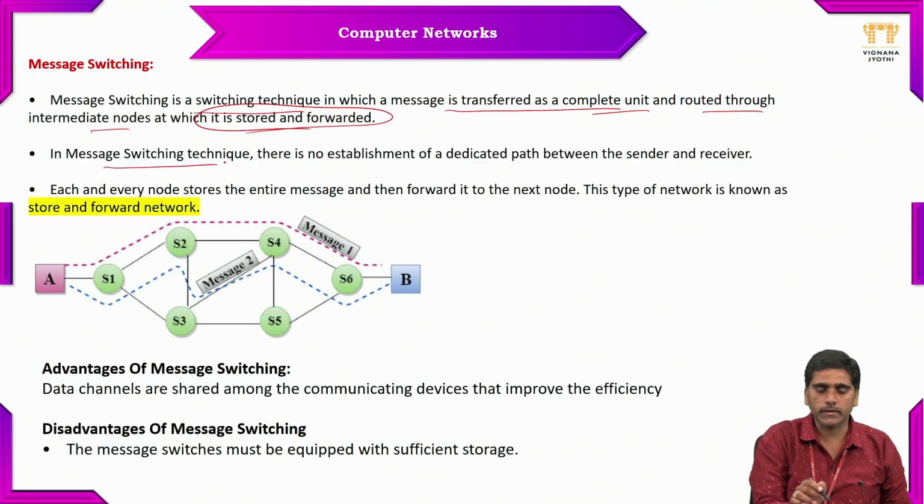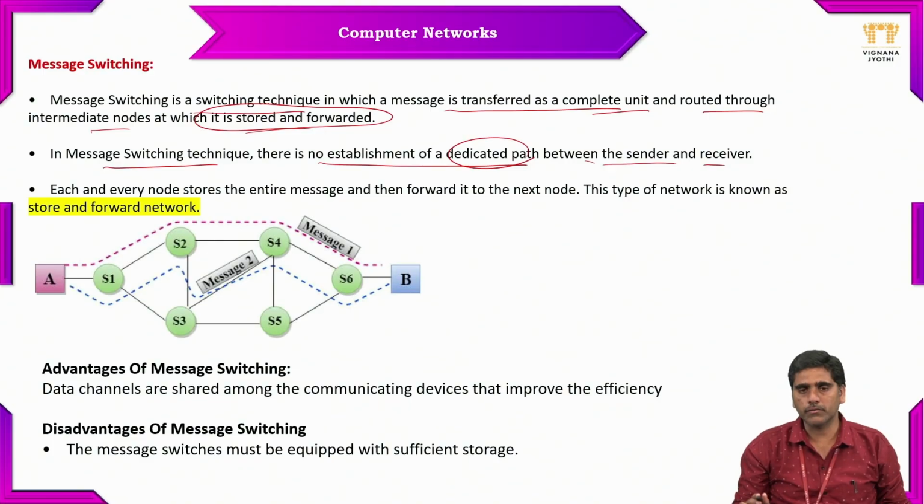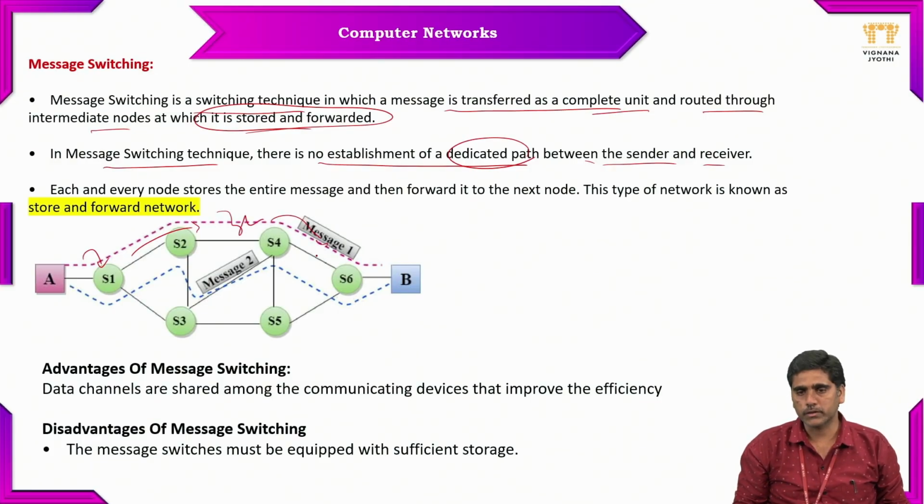In the message switching technique, there is no establishment of a dedicated path between the sender and receiver. In circuit switching, a dedicated path is established between the sender and receiver, and because of the dedicated path, direct transmission is available. But in message switching, a dedicated path is not available. Each and every node is connected with other nodes. The message is stored at the node and forwarded to the next node. Like this message switching works.